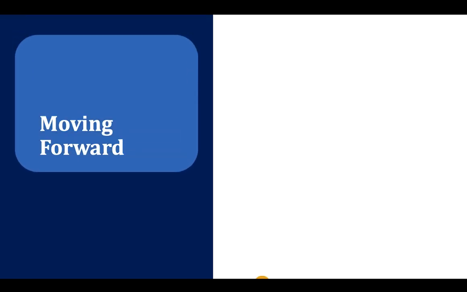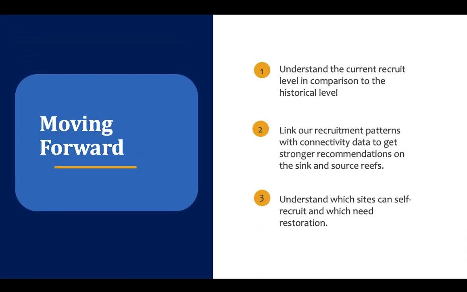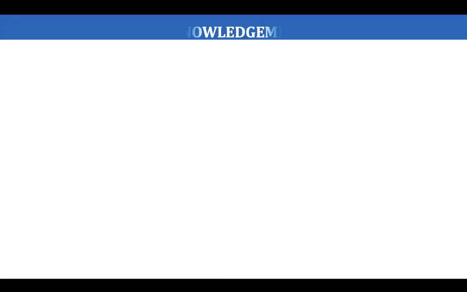Moving forward with this research, as I mentioned earlier, we'll first try to understand the current levels against the historical data. We have sent emails to different organizations to ask if they have historical records, so we can see whether it is normal or changing. We will also use the other project on larval connectivity to see this relationship and inform restoration, identifying the sites that are the source of recruits, the sites that are sinks, and which sites may need active restoration.